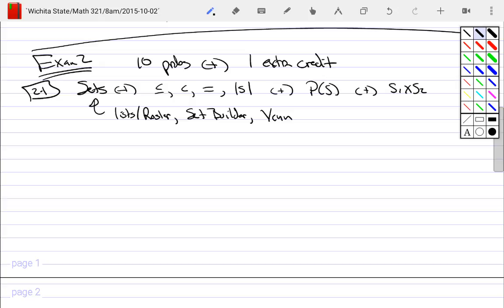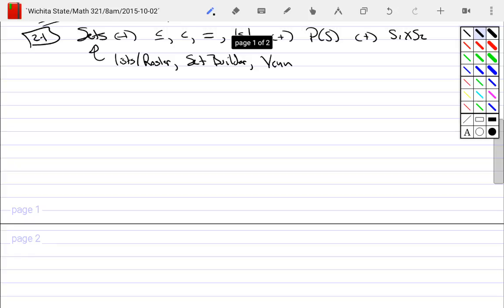I can ask if they're the same, or they're subsets, or proper subsets, or equal, or what's their cardinality. Cardinality at this point was finite only. Infinite was just simply not finite. We didn't do anything with that. And the power set and the cross products, those are the things that were introduced at this particular point.